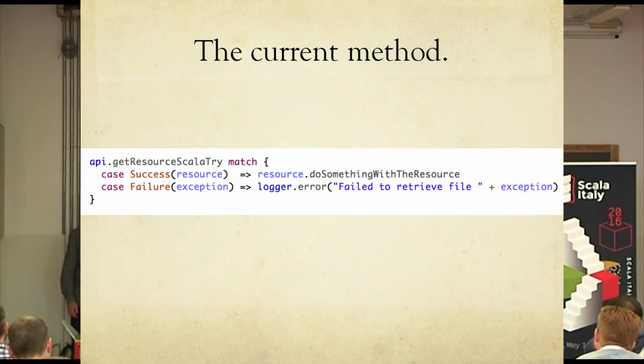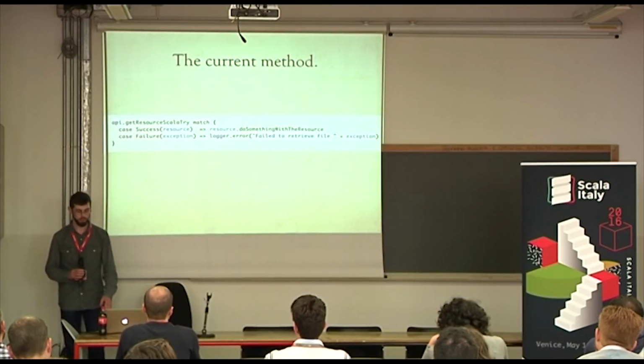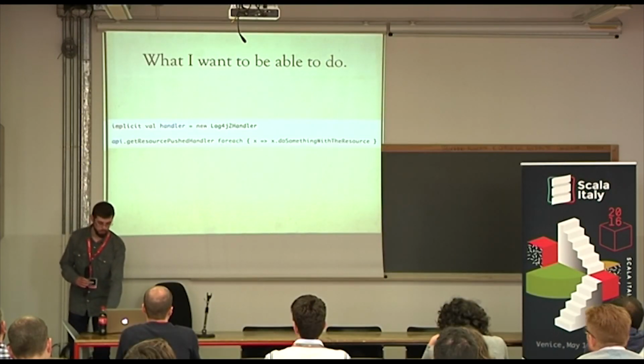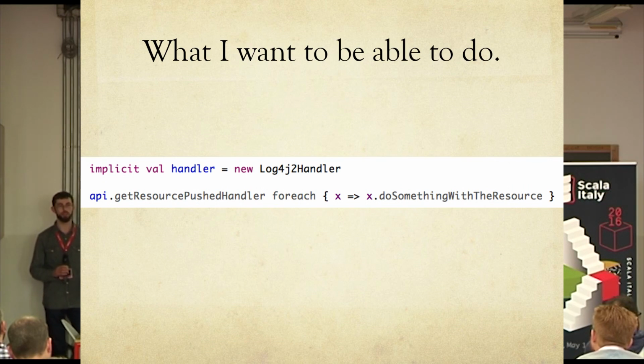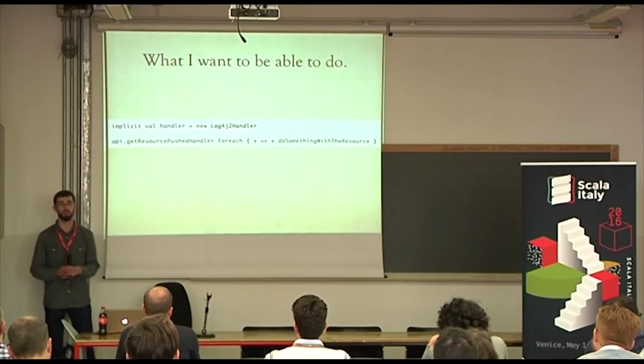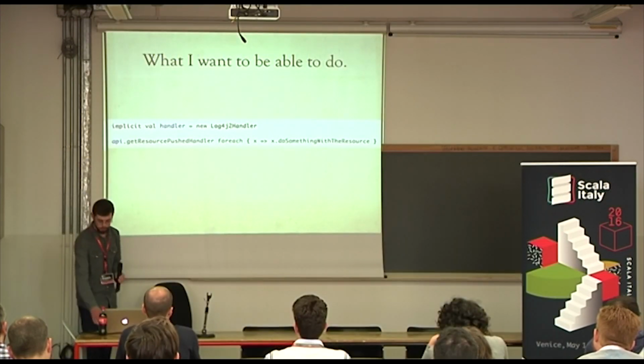This here is the current method. So using Try, it will return a success or a failure, and then we log the error. And here's what I want to do. So I just want to call a method, get it to do something, and because I've specified a logger object in my code, I want it to log its own errors.